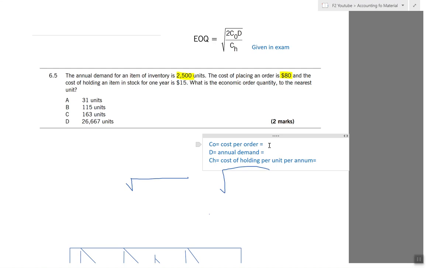Cost of order obviously will be per order. Otherwise, demand and CH is per annum. So you need three things: cost per order, cost of holding per unit per annum, and demand. Let's look at a question here.